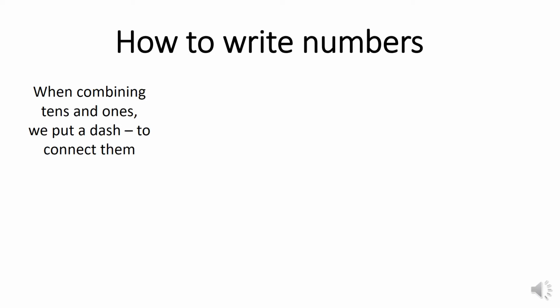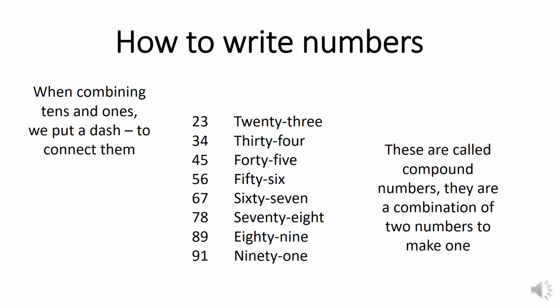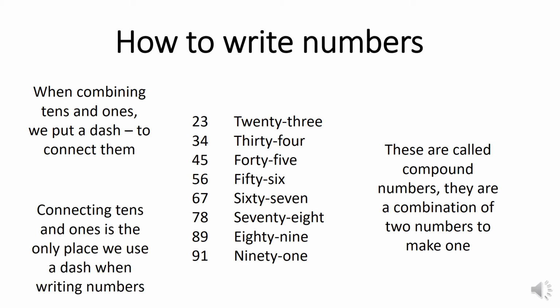Now let's look at how to write some smaller numbers. When we combine tens and ones, we have to put a dash in between them to connect them. Here are some examples: 23, 34, 45. Notice how when we put the ten with the ones in words, we must put a dash in between. These are called compound numbers. They are a combination of two numbers put together to make one number. Connecting tens and ones is the only place we use a dash when we're writing numbers.